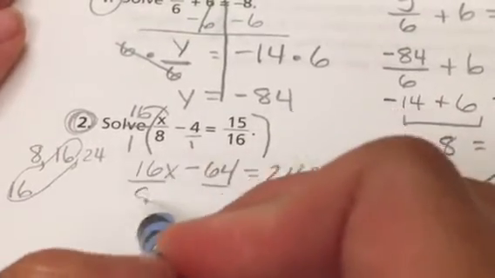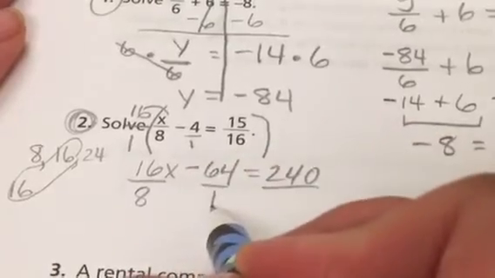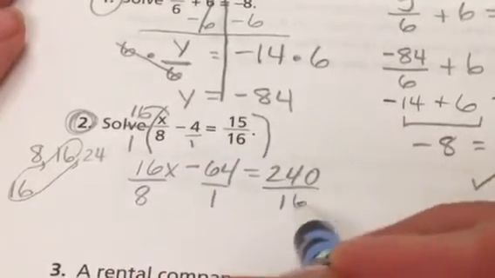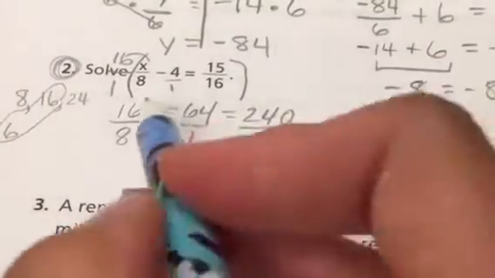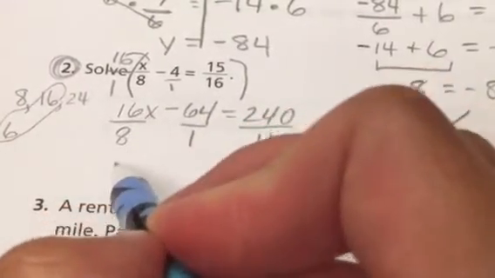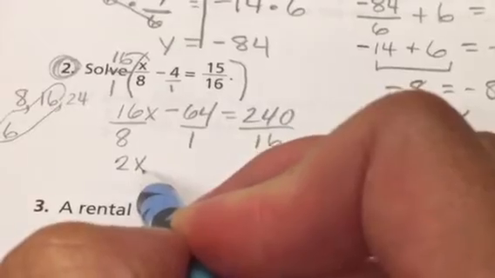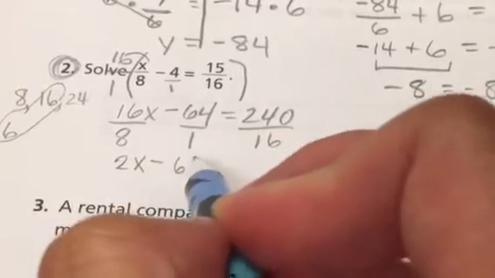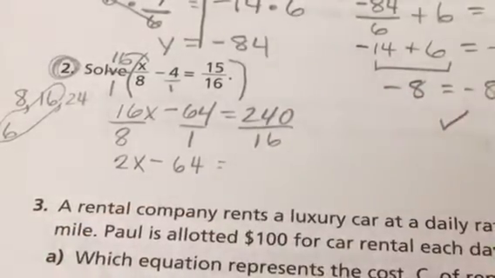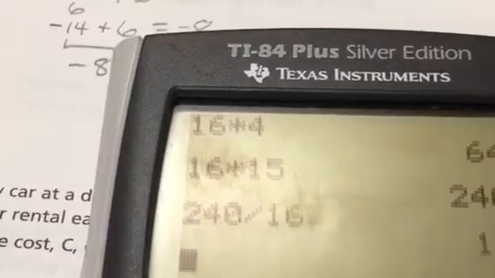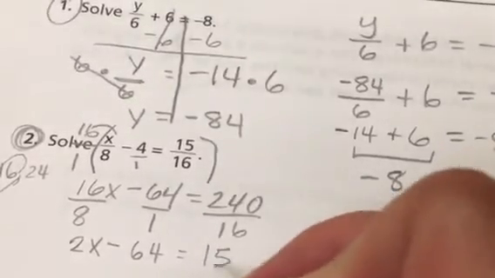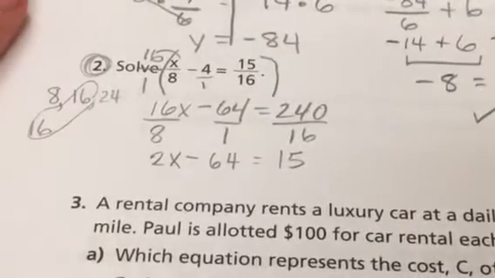So 1 times 8 is 8. 1 times 1 stays 1, 1 times 16 is 16. Now comes time to reduce these fractions. So 16 divided by 8 is 2x minus 64 equals, now I'm going to do that 240 divided by 16, and I get 15. Now it just becomes a two-step problem that we're used to.